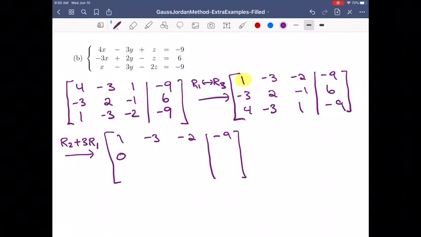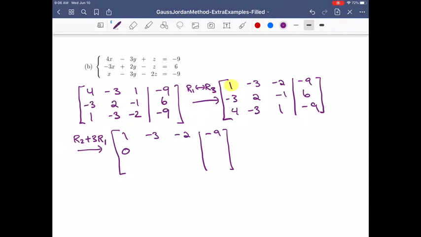Okay, so I'm going to do row 2 plus 3 of row 1. So this is going to be a 0. 2 plus 3 times -3, so it's 2 minus 9 is -7. Okay, and then I have -1 plus 3 times -2, so that's -1 minus 6 is also -7. And 6 plus 3 times -9, so that's 6 minus 27, so that's going to be -21.